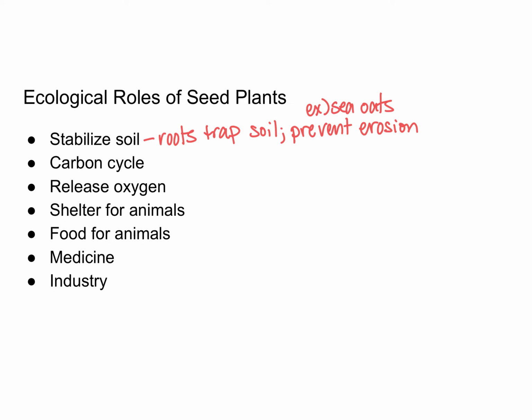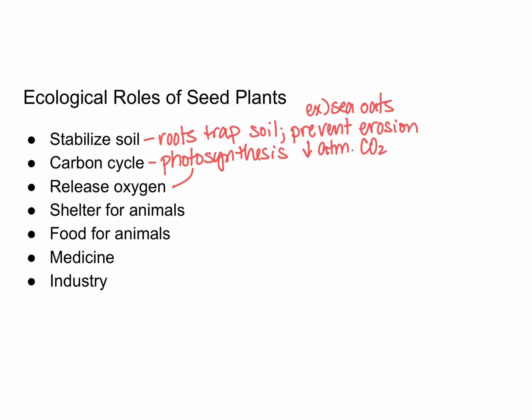Plants also play a role in the carbon cycle because remember with photosynthesis, plants decrease atmospheric carbon dioxide and they incorporate that carbon into carbohydrates, which then get eaten by other plants and animals, which then get eaten by other animals, and it moves the carbon around in the ecosystem. When a plant dies, it also gets broken down, and that carbon gets recycled into the carbon cycle.